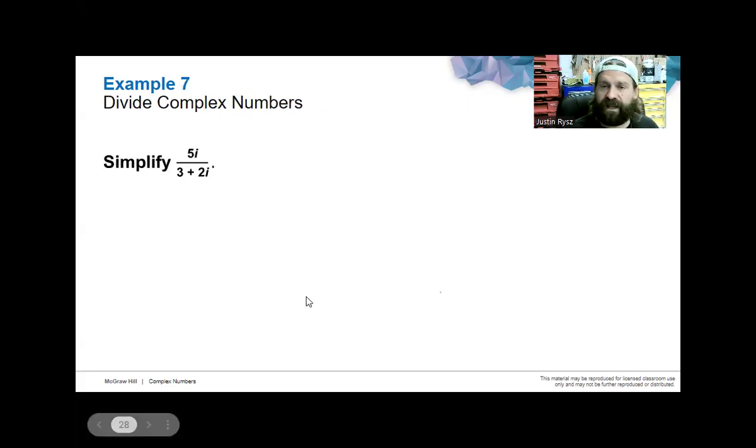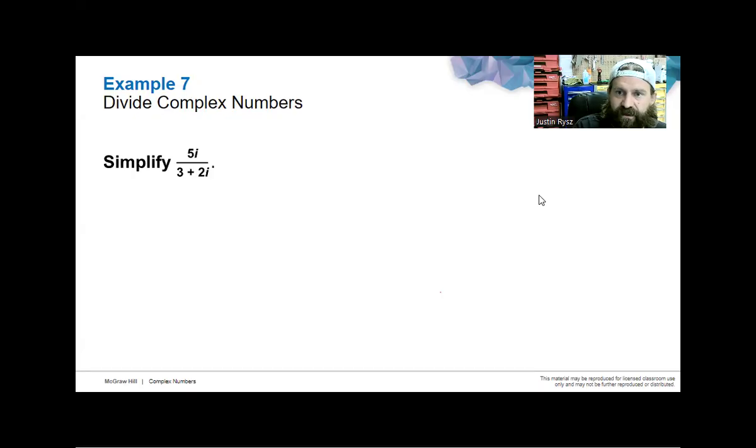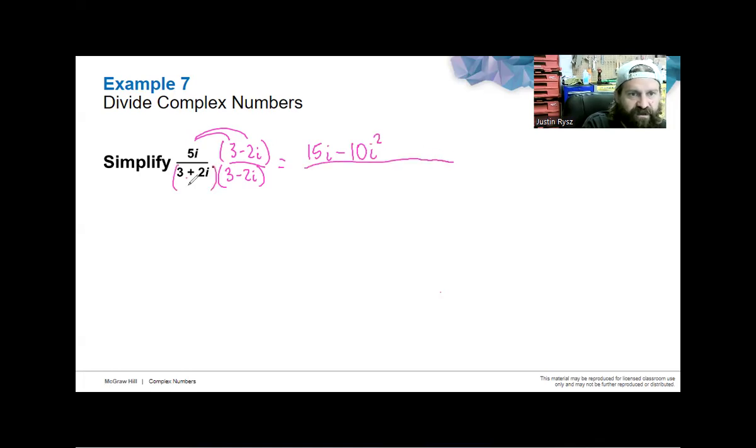Now, when we are dividing, we have to multiply by complex conjugates. So the complex conjugate is going to be the opposite of the expression on the denominator. So we got 3 minus 2i that we're going to multiply the top and bottom both by. Now on the top, we need to distribute the 5i. So we get 15i minus 10i squared. The bottom, we've got to FOIL this out. 3 times 3 is 9. 3 times minus 2i is minus 6i. 2i times 3 is a positive 6i. 2i times -2i is a -4i squared.